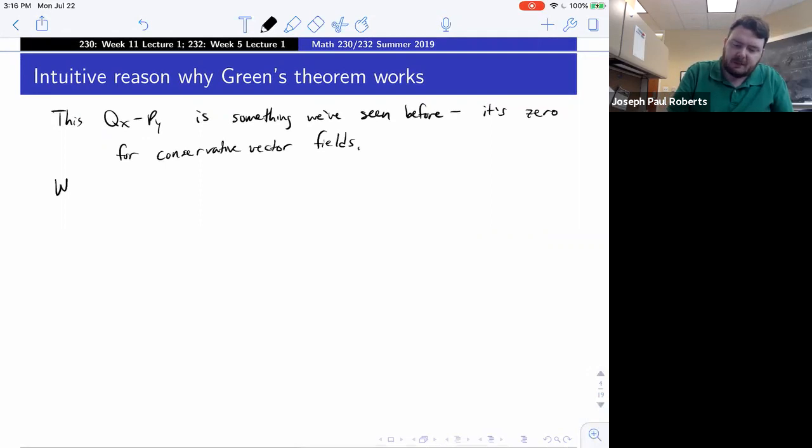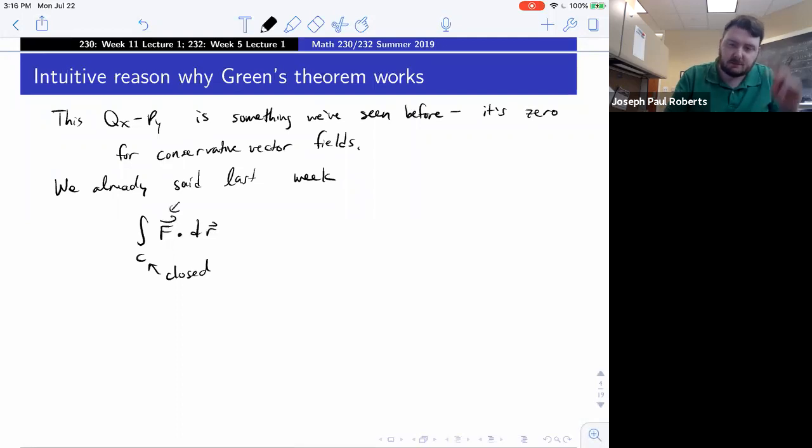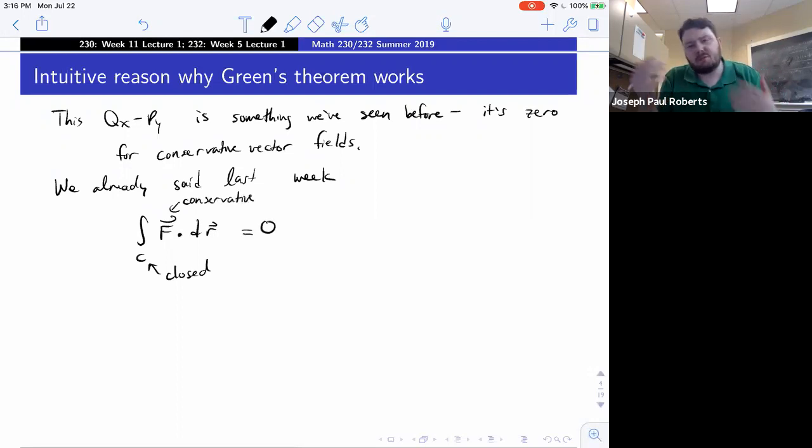So we already said last week that if you had a closed curve and a conservative vector field, so if both of these things were special, that the work done was 0. So the physical interpretation of this is the idea that when you're talking about conservative forces, if you end up back right where you started, your net work that you've done is 0.